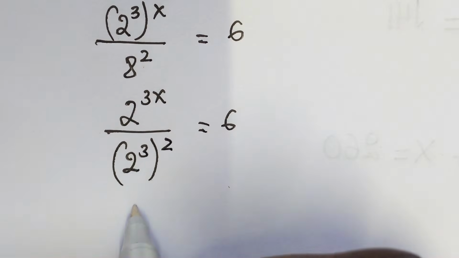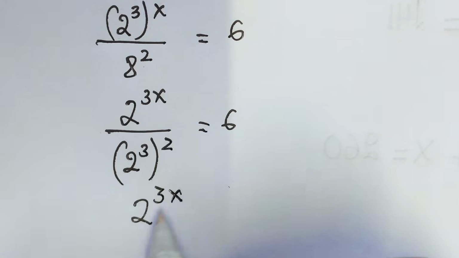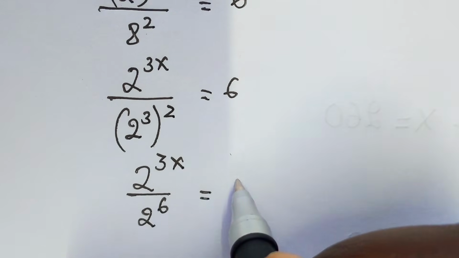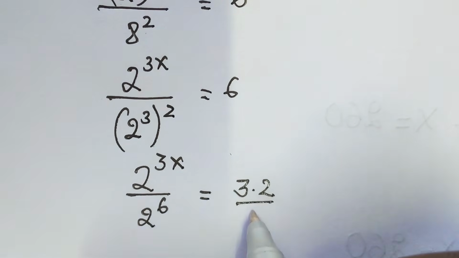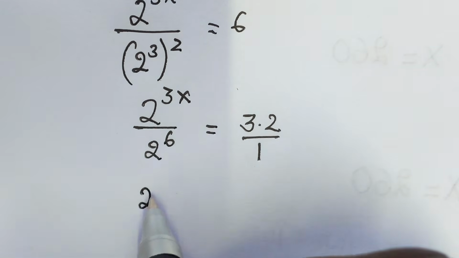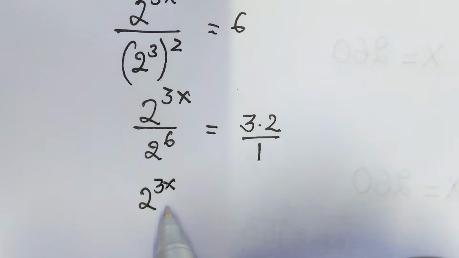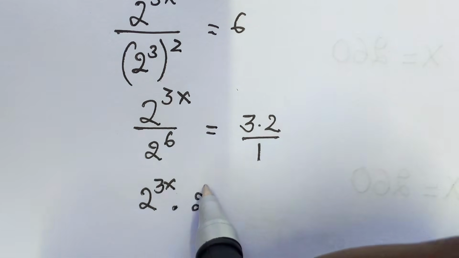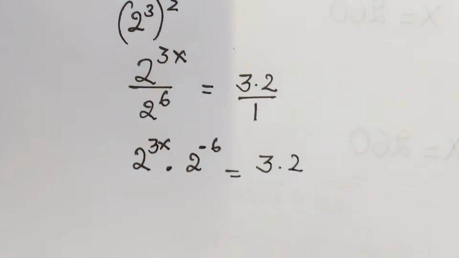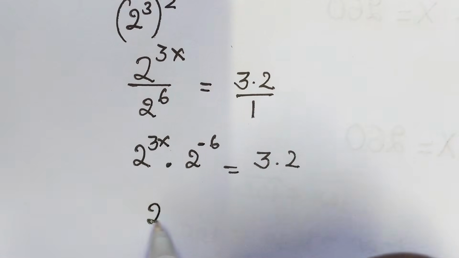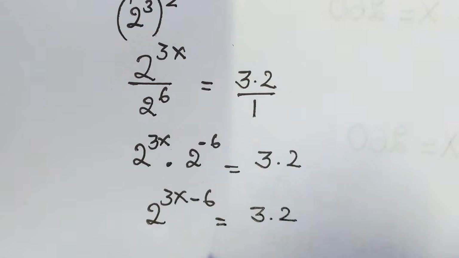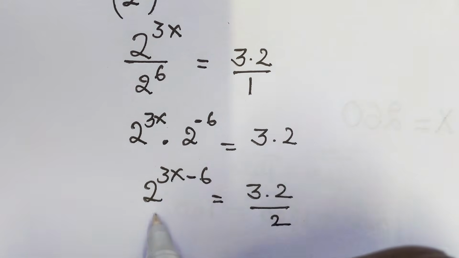Then at this stage we have 2 power 3x over 2 power 6 equals 3 times 2 over 1. At this stage we can write 2 power 3x times 2 power negative 6 equals 3 times 2. Right? We have 2 power 3x minus 6 equals 3 times 2.